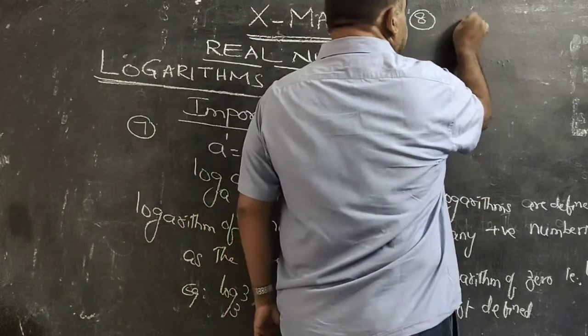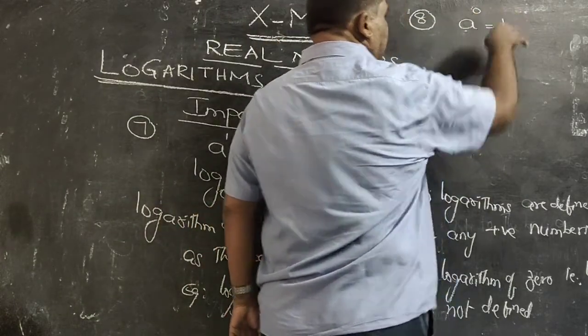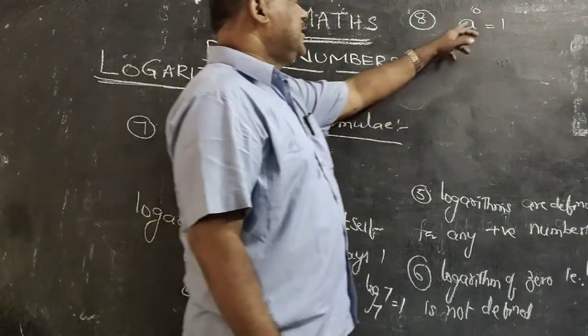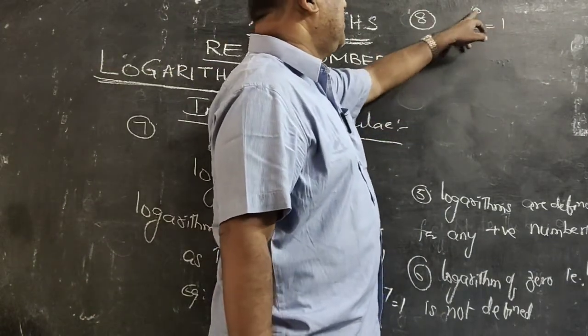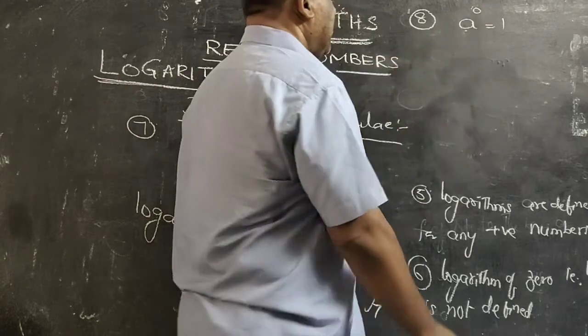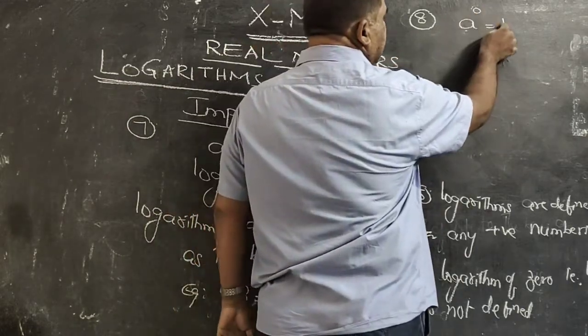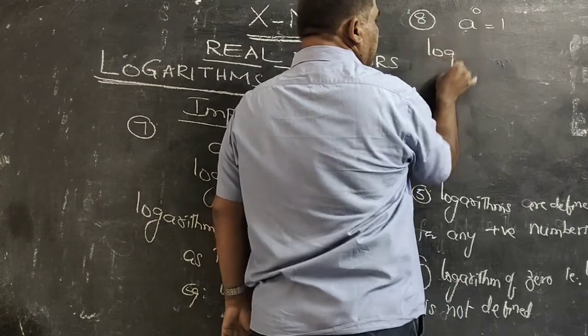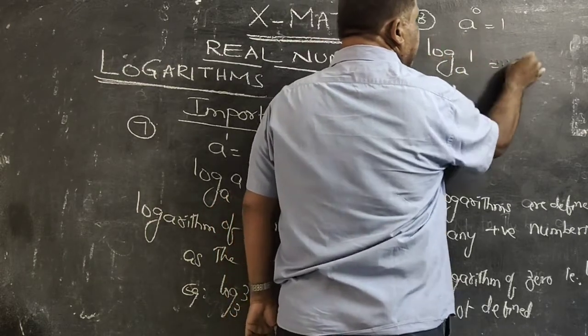Next, we know that anything to the power 0 is 1. Therefore, a to the power 0 is also 1. This is exponential form. If you apply logarithm, 0 comes here, 1 goes there. So it will become log 1 to the base a is 0.